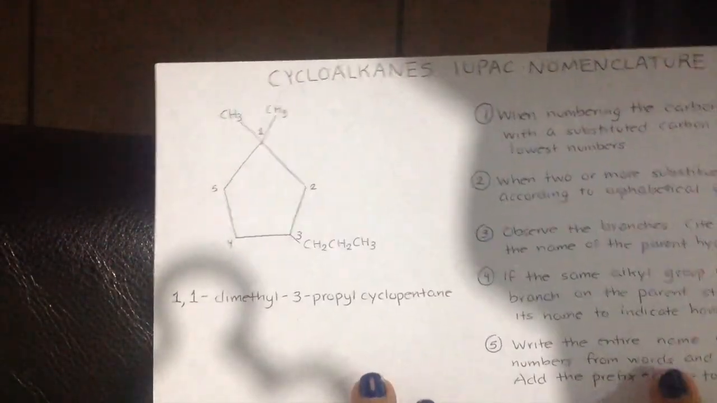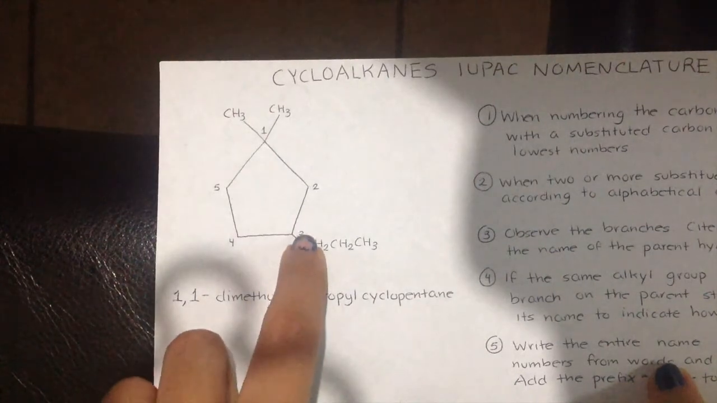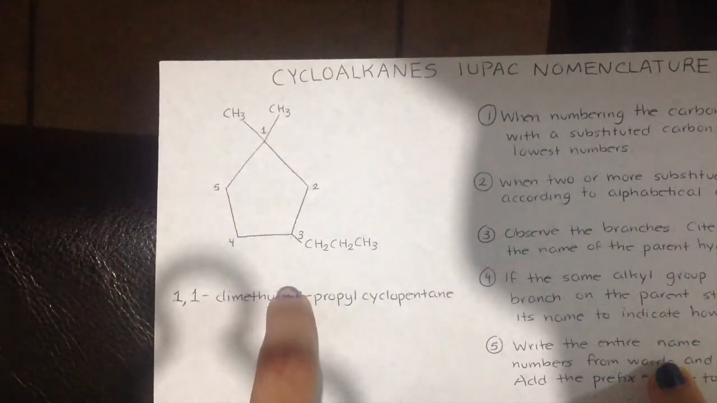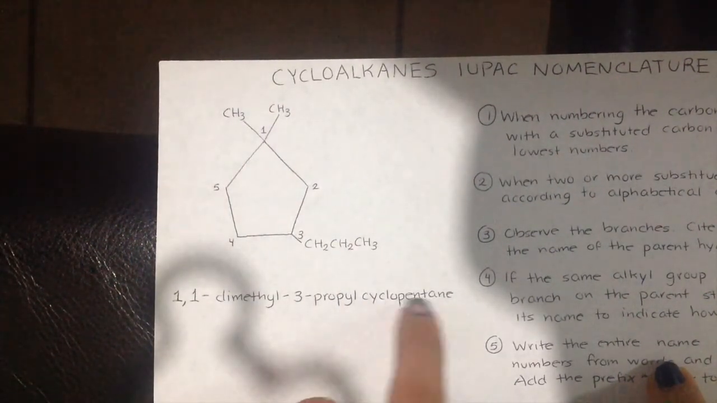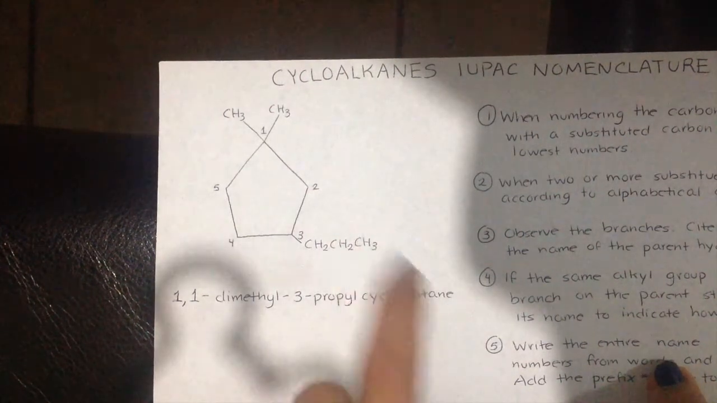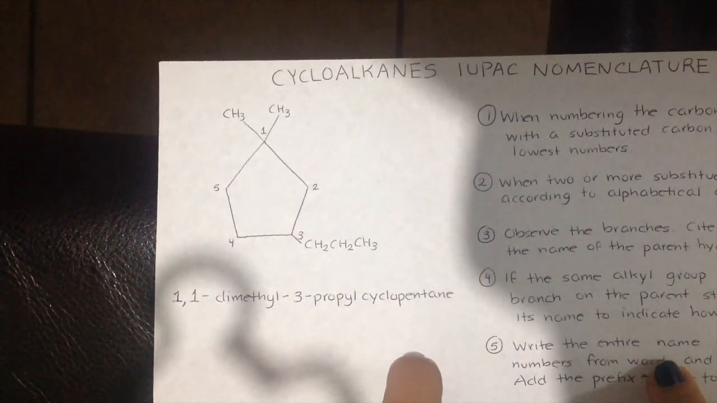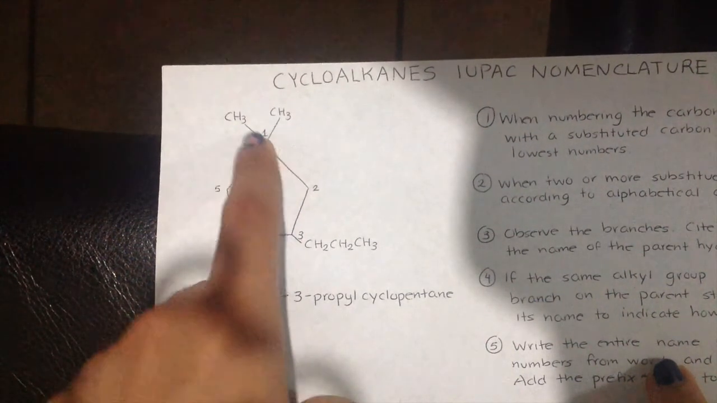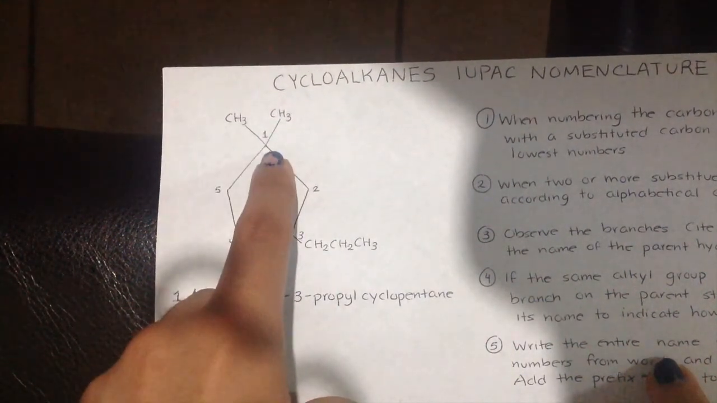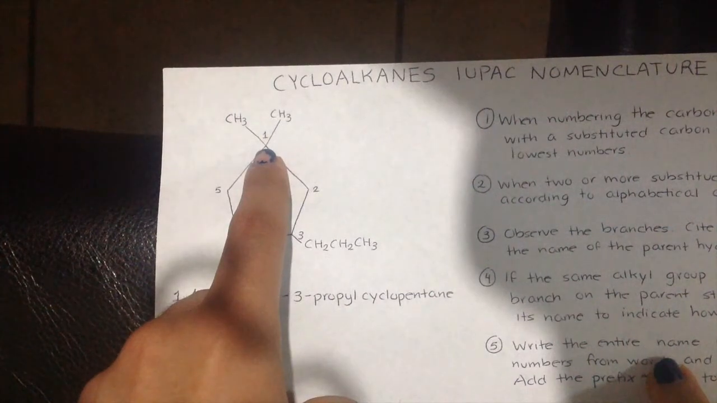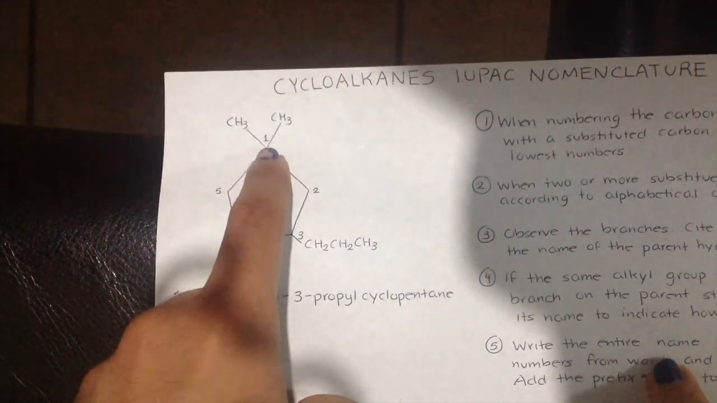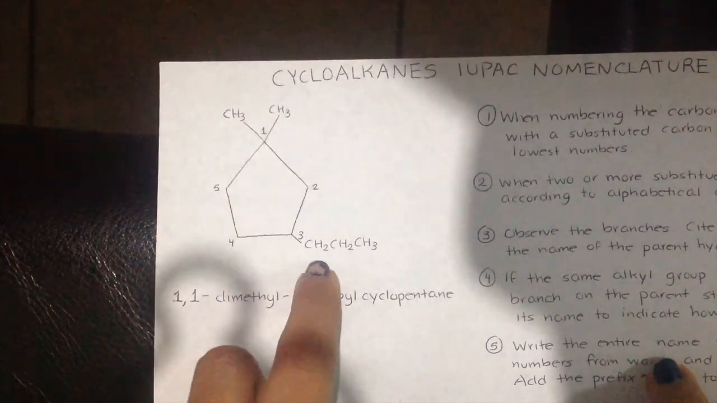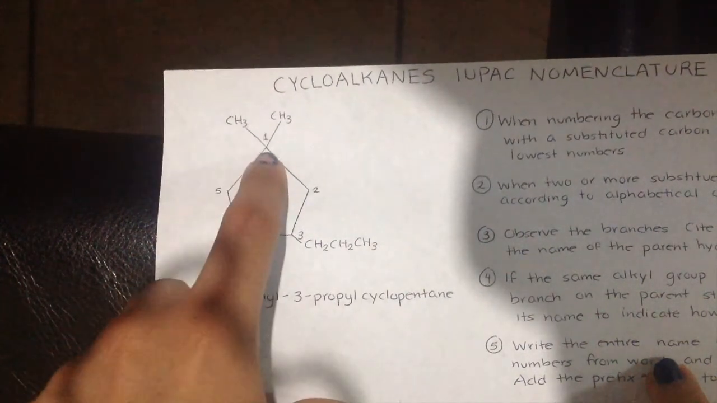Now let's practice. Okay, here we have a cycloalkane with 5 sides. So that will be a cyclopentane. But first, in order to start numbering, you need to start from the branches in alphabetical order. So here we have 2 methyls and we have a propyl. So we will start with the 2 methyls.